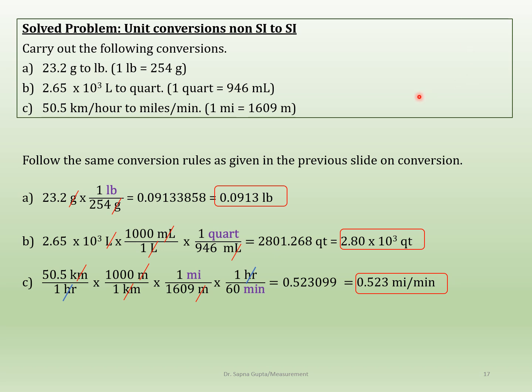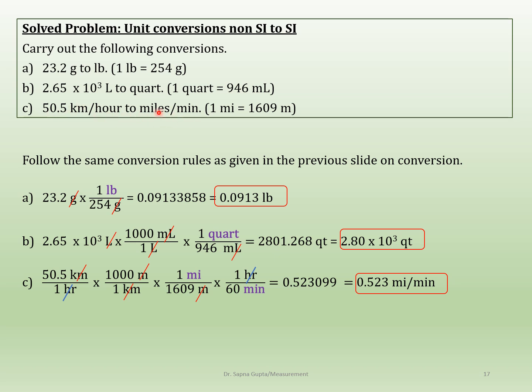Okay, more problems. Again, there's no point in me going through all of these, but just go through all of these problems again to make sure you understand how to set up these things. The one over here, number C, is where I'm doing 2 conversions. I'm going from kilometers per hour to miles per minute. So I'm doing 2 conversions.